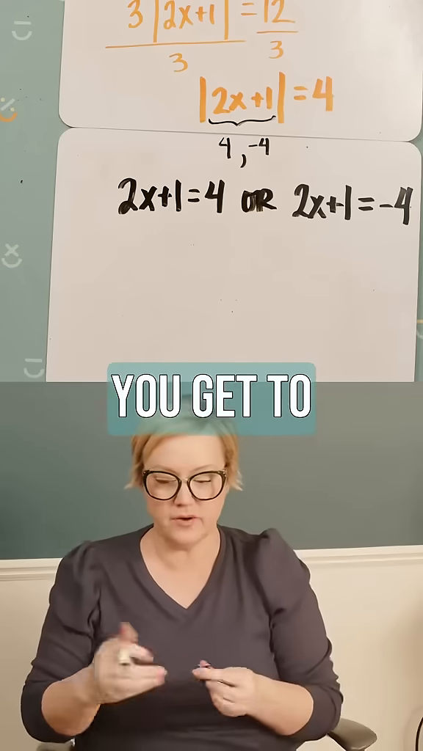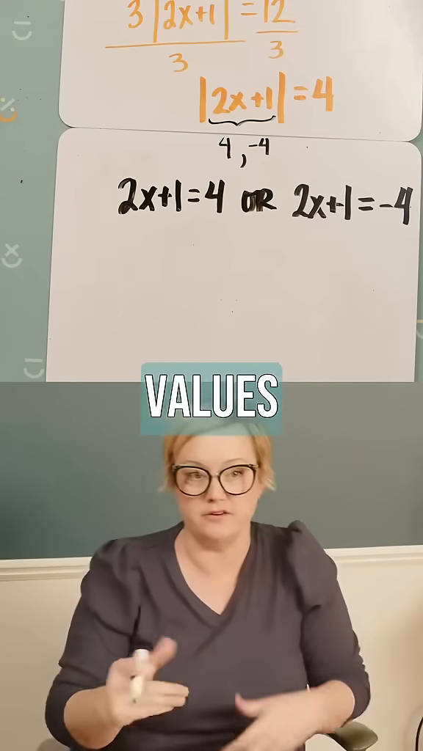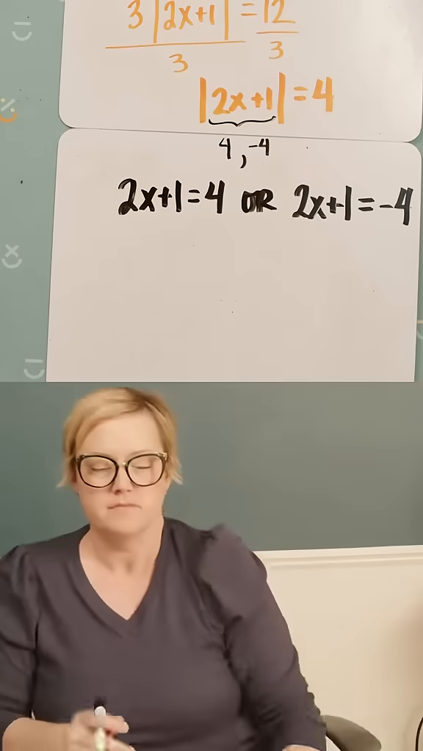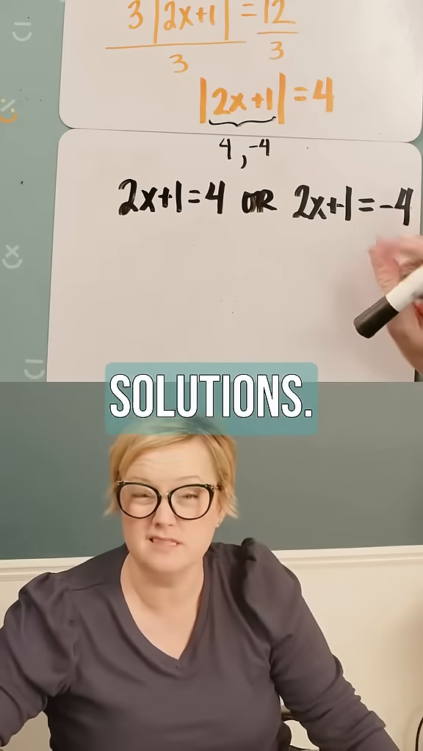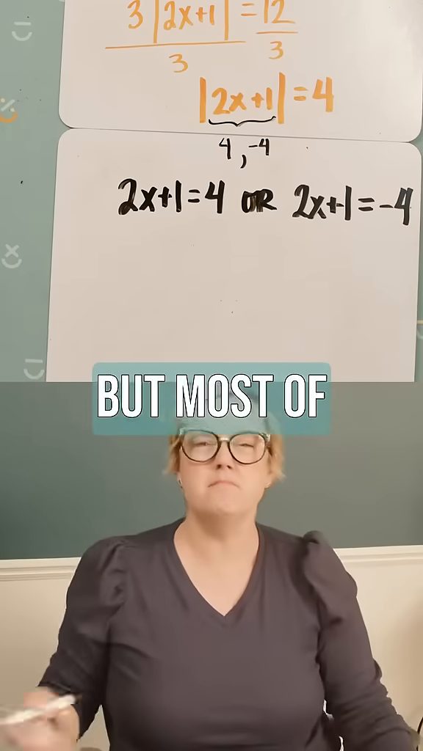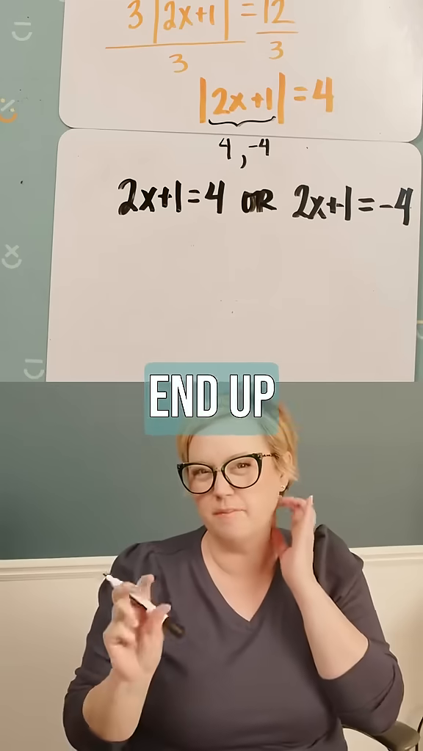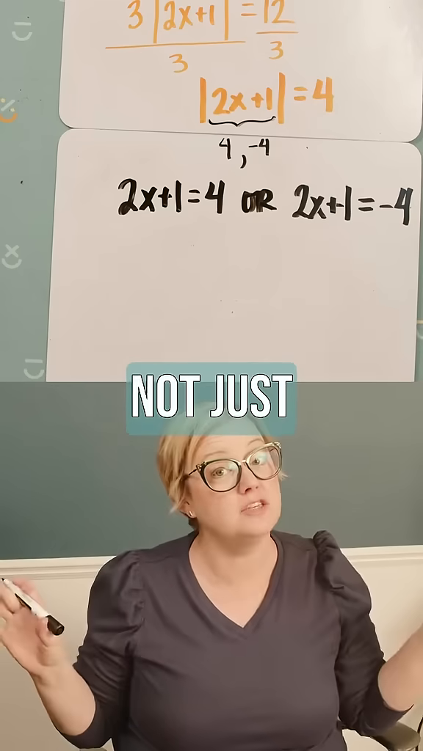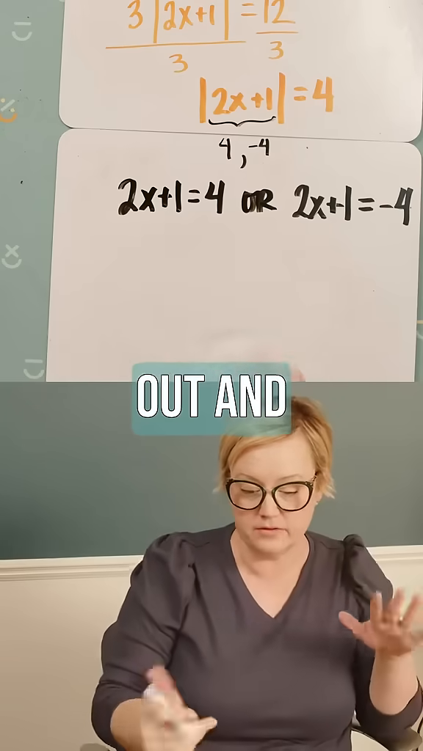Okay. So then once you get to this part, now you're just solving for x because there are 2 different values for x that you can have. Most absolute value problems will end up with 2 solutions. Some end up with 1, some end up with none, some end up with infinite. But most of the time, especially when you're first learning absolute value equations, it's going to end up being 2 answers. Now they're not just like +3 and -3, +2 and -2. So let's solve these out and let's see.